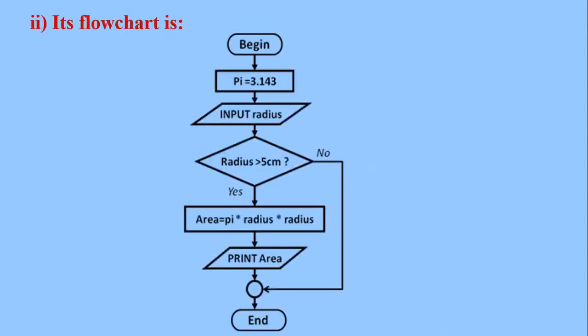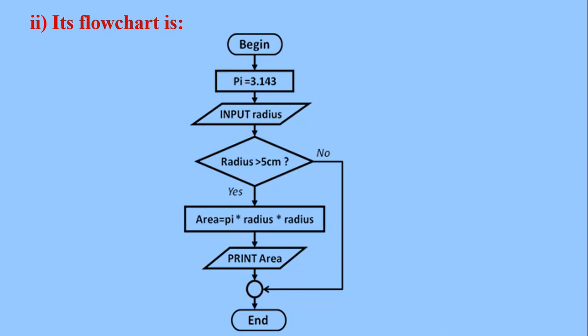Let's now look at the flowchart. The flowchart looks as follows. Begin. Assign 3.143 to the memory location called pi. Read the value of radius. Check if the value of radius is greater than 5. If the value of radius is greater than 5, that is yes, calculate area.